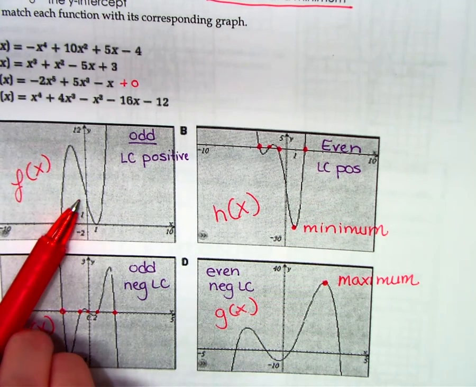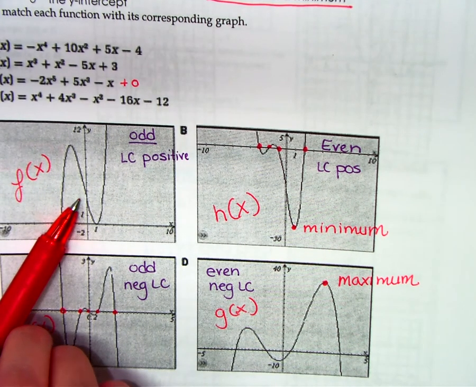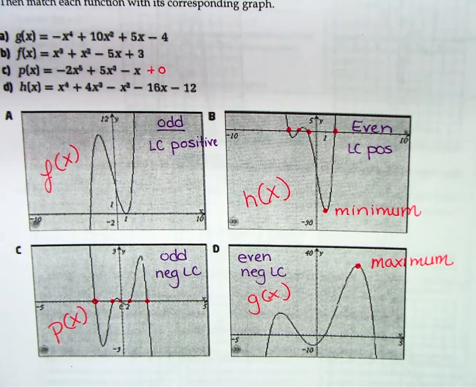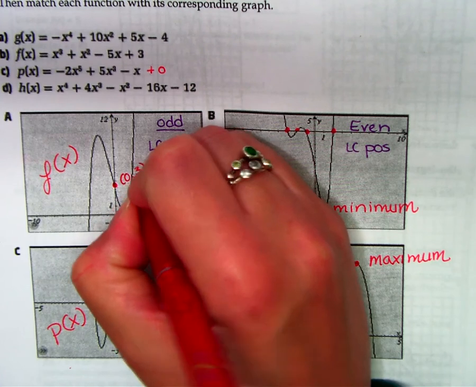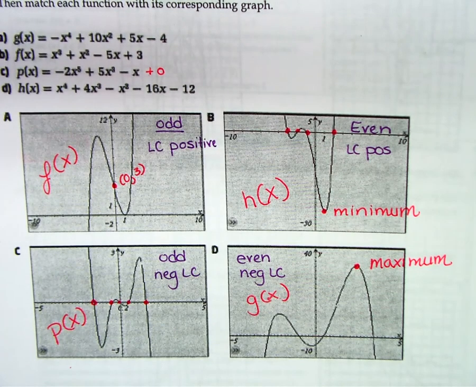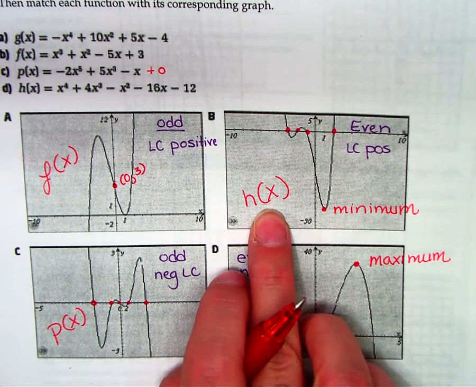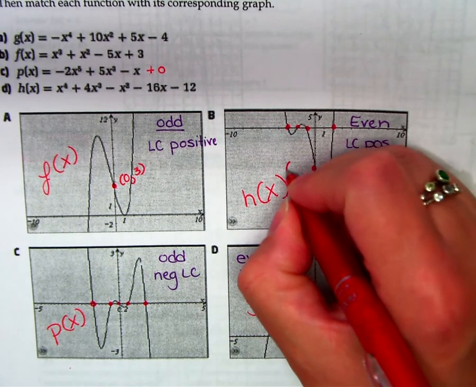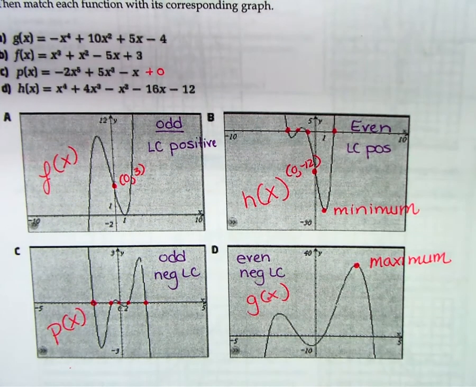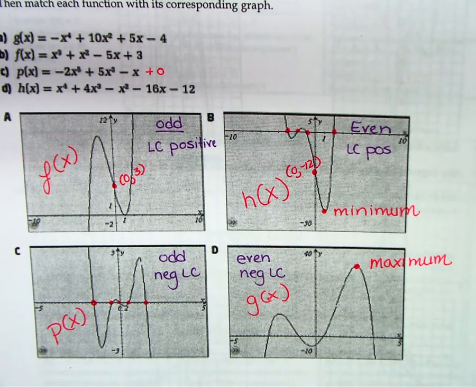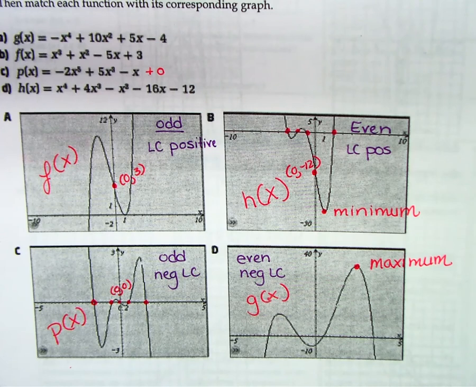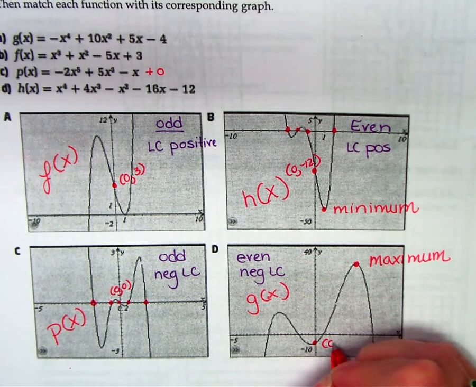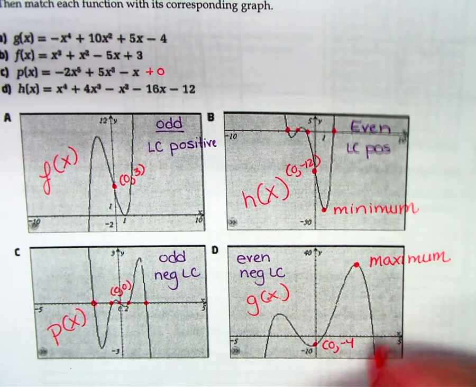Where's this y-intercept? Look at your f of x equation. 3. So we know that this crosses at 0 and 3. So h of x, where am I crossing? Negative 12. And p of x? 0, 0. That's lovely. And g of x? Negative 4. Okay, there we go. Look at that.